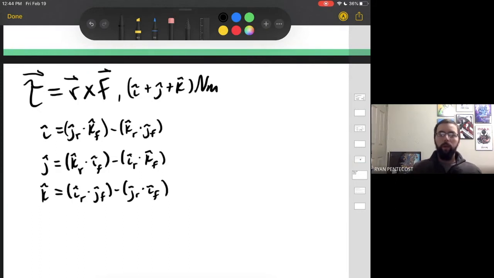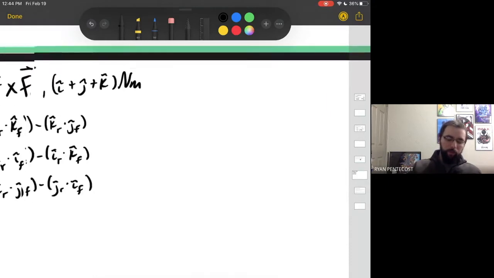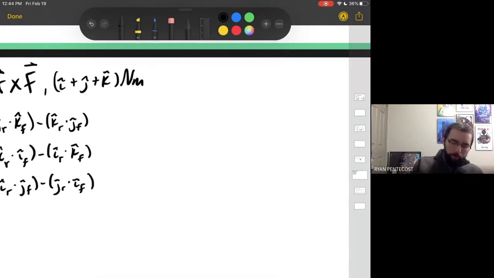You multiply. So for i, you get j cross k, right? But you take the j of the radius times the k of the force minus the k of the radius times the j of the force. So let me get those vectors over here so that we can use this. r equals 1i, 3j, 0k meters.